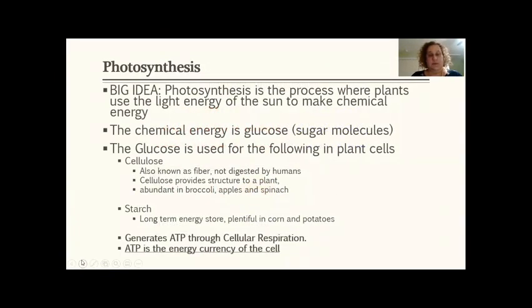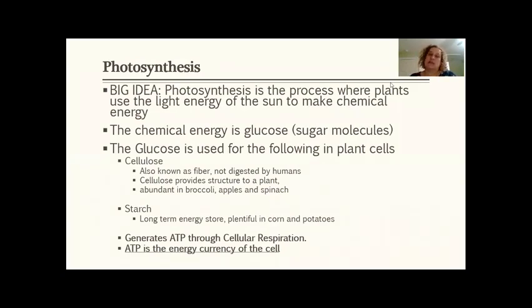Okay. So just to review, the big idea is that photosynthesis is a process where plants use the light energy of the sun, and they're able to convert that to make chemical energy. Now, the chemical energy that is made through photosynthesis is called glucose. Okay, it's a form of sugar molecule. And in plant cells, glucose is used for three things.